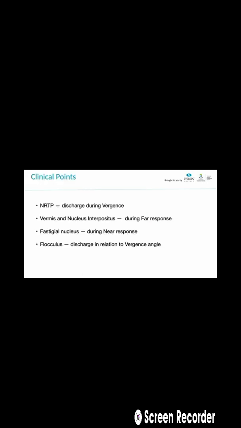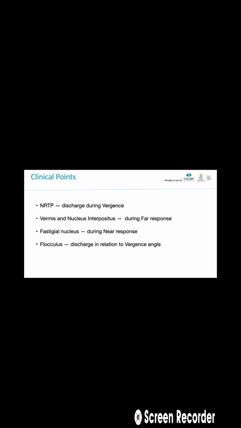Next, clinical points. As we have discussed earlier, the nucleus reticularis tegmenti pontis discharges during vergence. The vermis and the nucleus interpositus discharge during far response. The fastigial nucleus discharges during near response. The flocculus discharges in relation to the vergence angle. All these 4 points we have discussed earlier in the pathway while describing the pathway. So now, with these clinical points, you can add the clinical scenarios where the lesions of NRTP can cause impaired holding of the vergence angle.